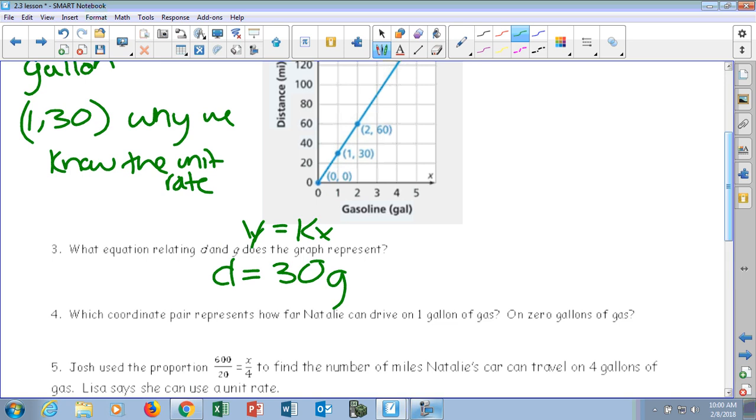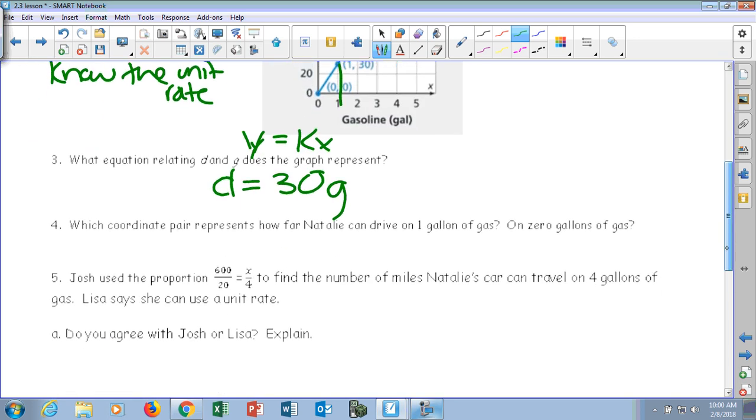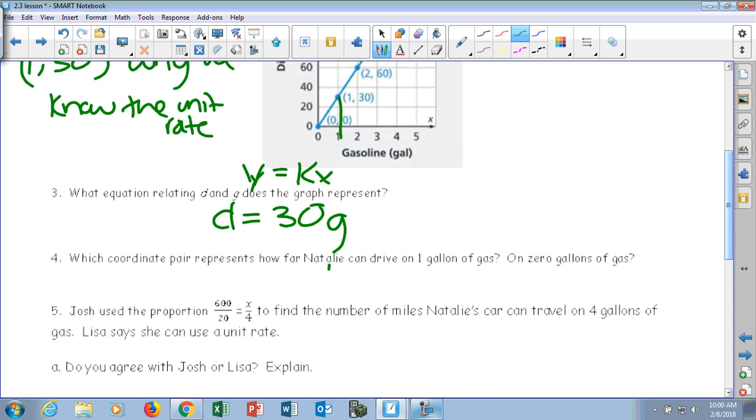For 4, which coordinate pair represents how far Natalie can drive on 1 gallon of gas and on 0 gallons? Well, she has 1 gallon of gas, how far can she get? 30 miles, okay. So we can write 1 gallon, that's our x-axis, so we have to put it in our xy coordinates. And then when she's at 0 gallons of gas, which is my x, what is she at for distance? 0. Thank you.